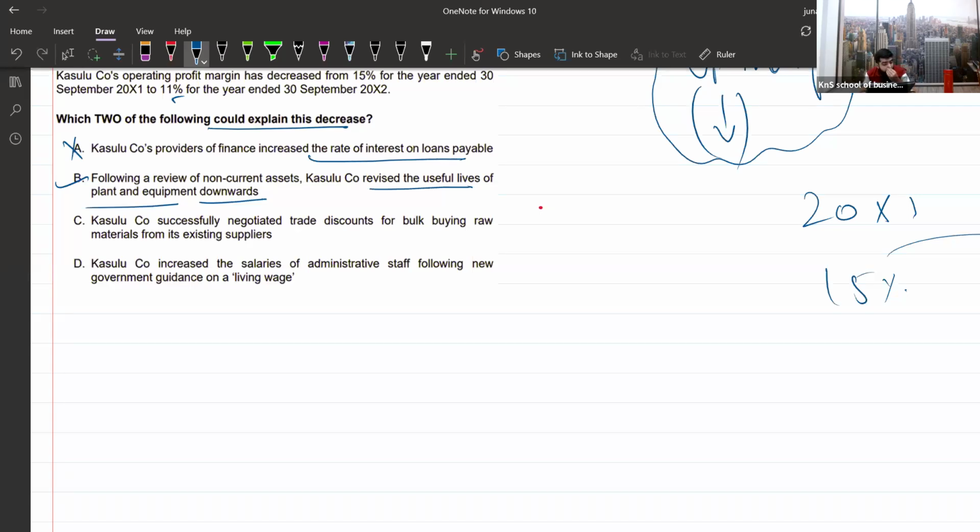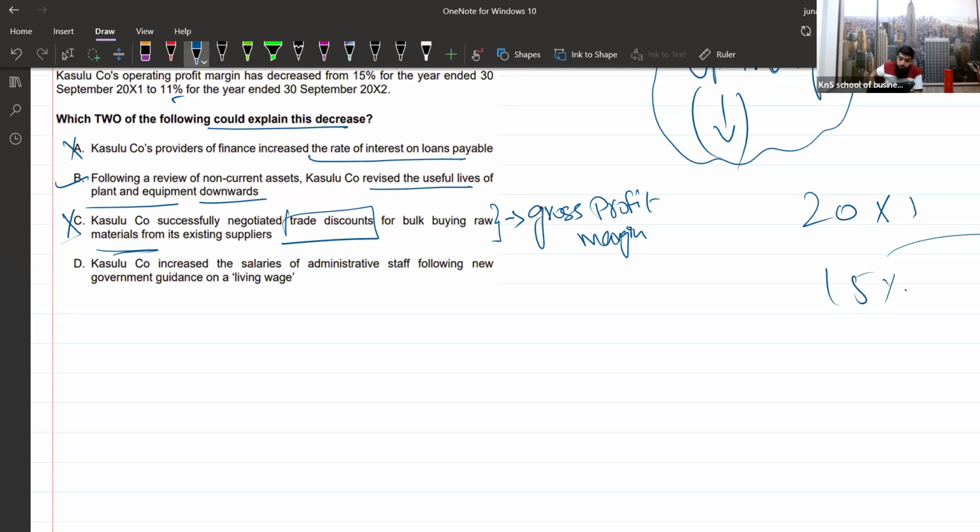Third, the company successfully negotiated a trade discount for bulk buying raw material from its existing suppliers. Remember, bulk discounts on purchases will directly affect the gross profit margin. Please do remember, whenever there is a point on purchases, cost of sales, cost of production, material, labor, overheads, this will always have an impact on the gross profit margin rather than on the net profit margin. So C is not going to be a good option. Here we are talking about purchases, material and trade discounts, so this will affect the gross profit margin, not directly the net profit margin.